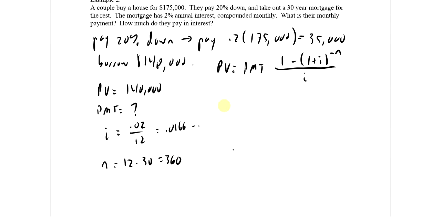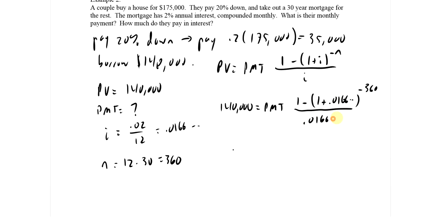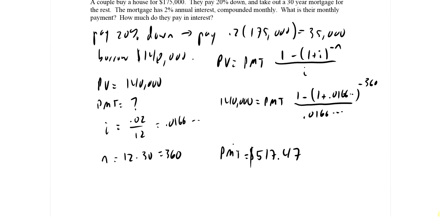Okay, so plug everything in. 140,000 equals payment times 1 minus (1 plus 0.0166 dot dot dot) to the minus 360, over 0.0166 dot dot dot. And grind that out. Right, figure out what this fraction is. Divide 140,000 by the fraction, you get the payment is $517.47. Great.